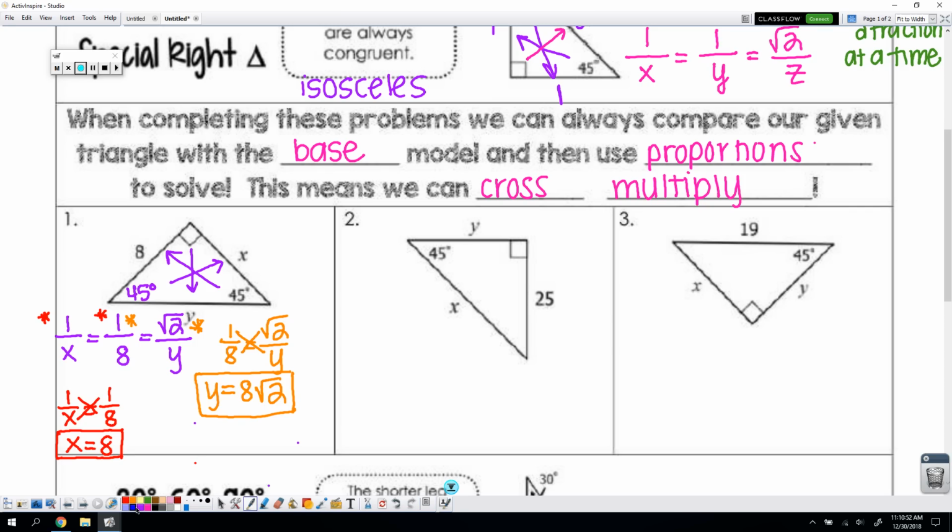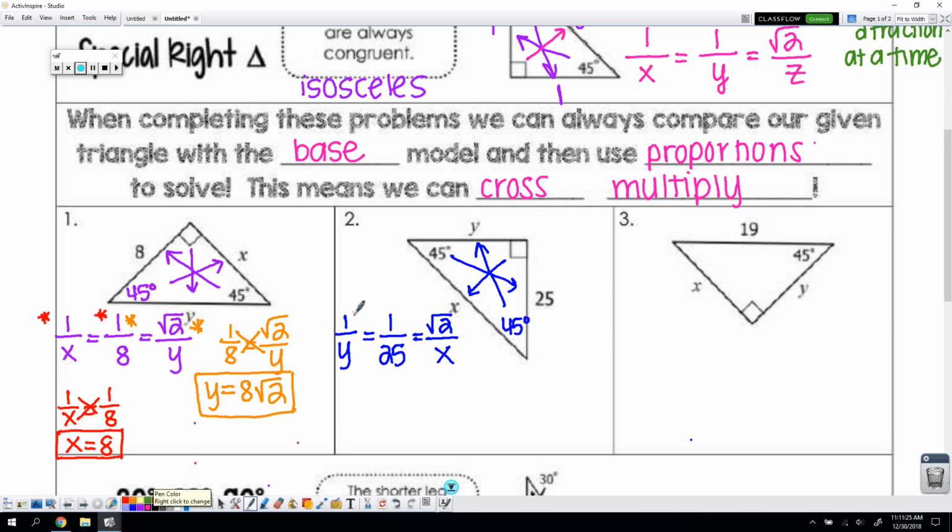Okay, now we're going to do the same thing in the next one. So I'm going to label with my other 45-degree angle. Perfect. I'm going to write my base model, 1, 1, square root of 2. My 1's are across from my 45. Y. That one is 25. And then across from my 90 is x.